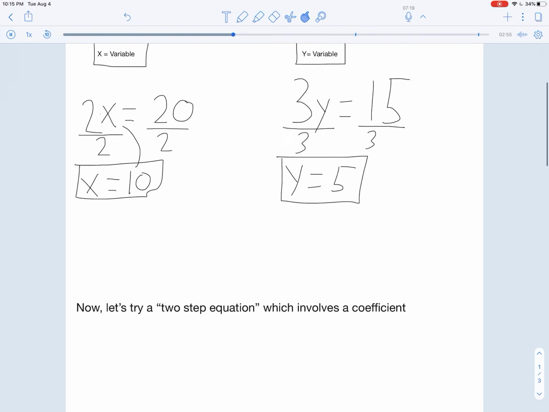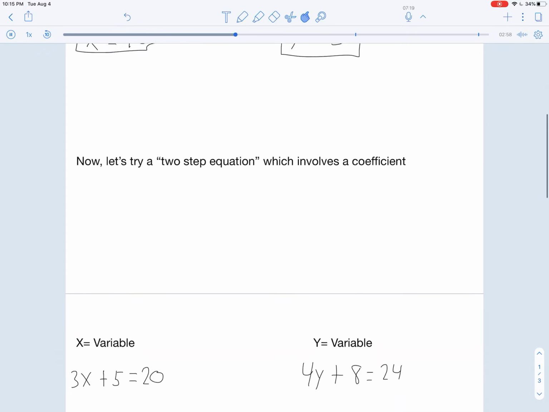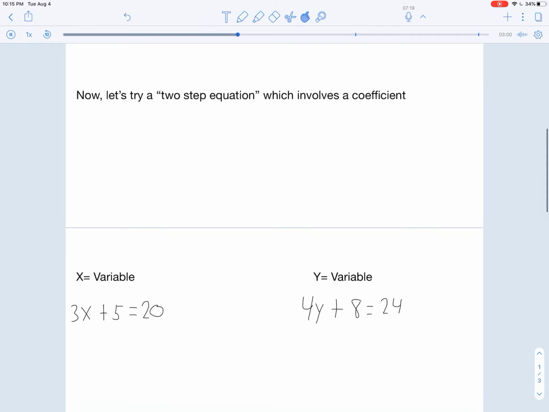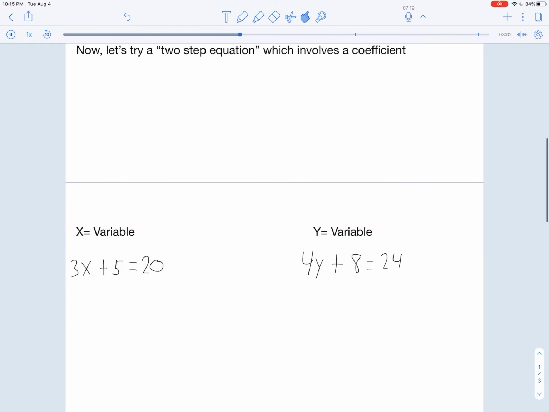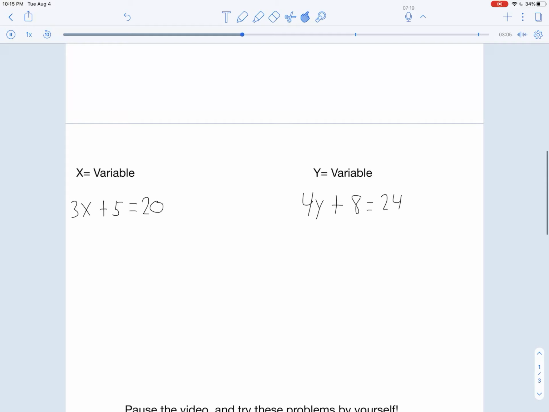All right. Now, let's try a two-step equation which involves a coefficient. All right, let's look at this next question. So, we have x as our variable. Now, the most important part about algebra is that we want our like terms on the same side of the equal sign. So, we have 3 times x plus 5 is equal to 20. So we want to get our like terms on the same side, which means we want to get this 5 over to the same side as the 20.